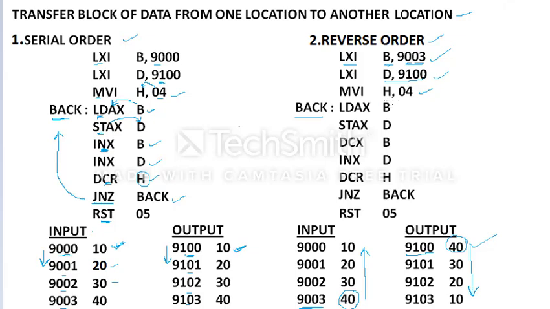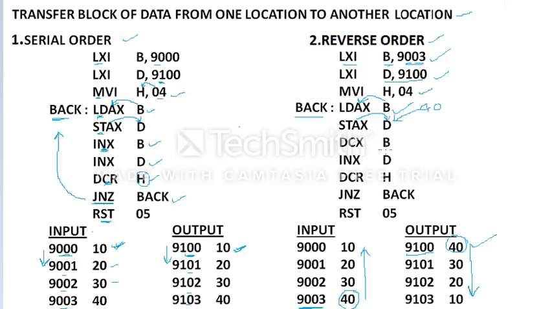Then we start the program with the label back. LDAX B means from the BC pair. The BC pair is initialized by 9003, which has the 40 value. That 40 I am loading into the accumulator. And STAX D means store that accumulator value 40 into the DE pair. The DE pair is initialized by 9100.